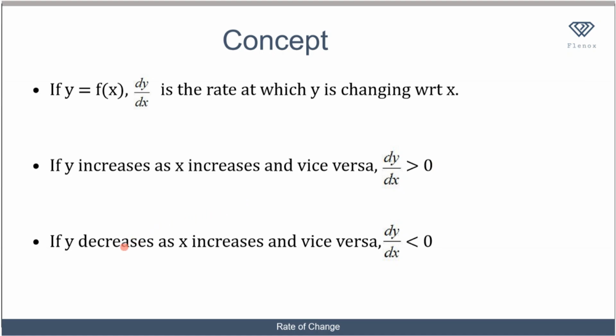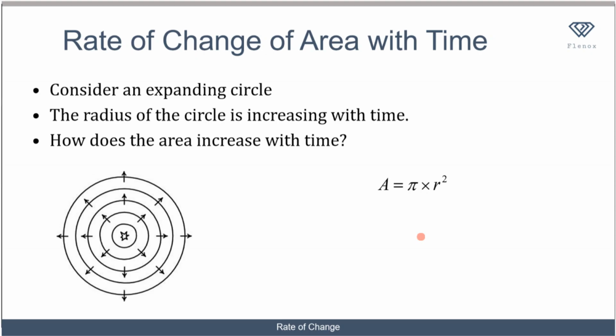On the other hand, if you have an inverse relationship, that is, as y decreases, the value of x increases, or as y increases, the value of x decreases, then we say that dy/dx is negative, or is less than 0. So how do we use this concept? Now I'm going to use a practical example to describe this concept, and I'm just going to talk about this kind of rate of change, because this kind of question mostly comes out in JAMB.